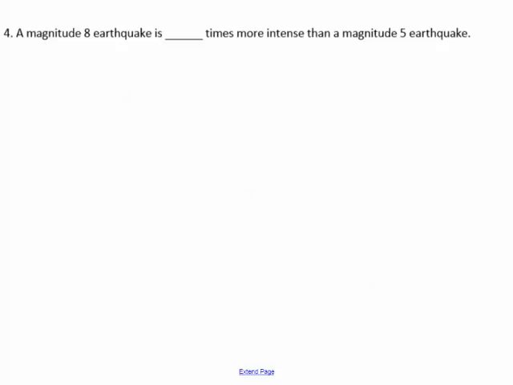If we're talking about a magnitude 8 earthquake, how many times more intense is it than a magnitude 5? It would be 10 to the third power equals 10 to the 8 minus 5 power, and that would be 1,000 times more powerful than a magnitude 5 earthquake. In general, here's what we'd have.